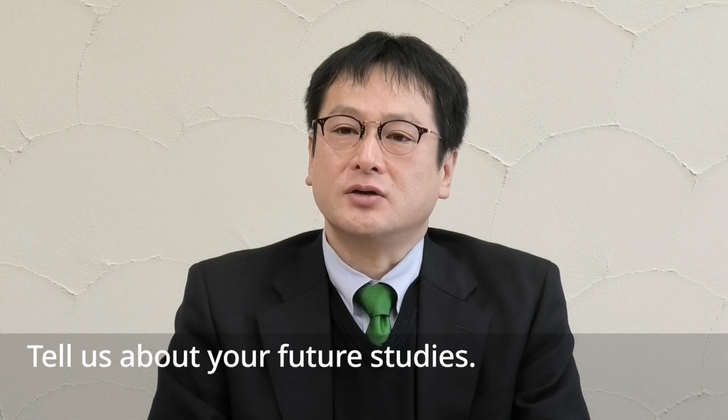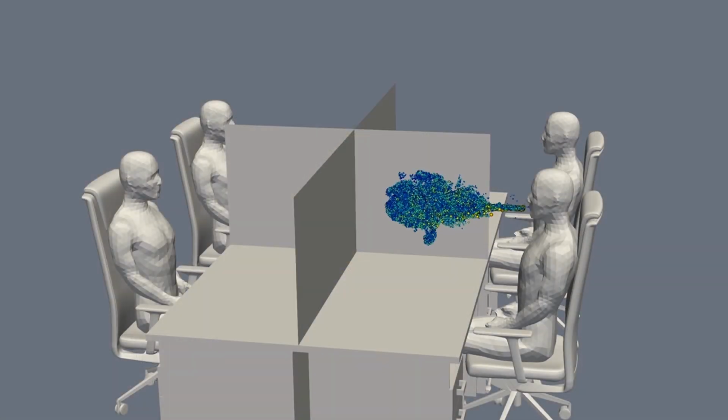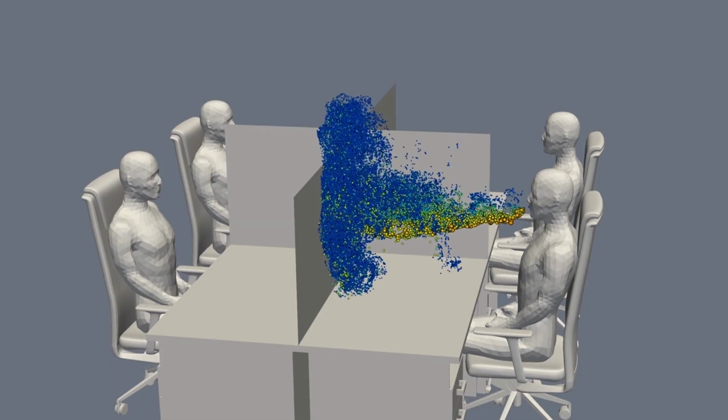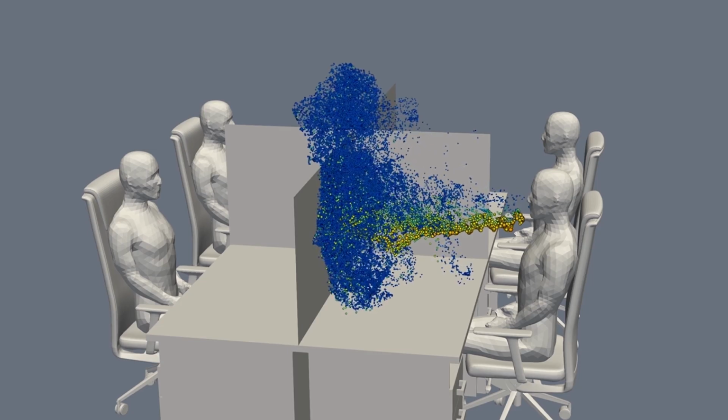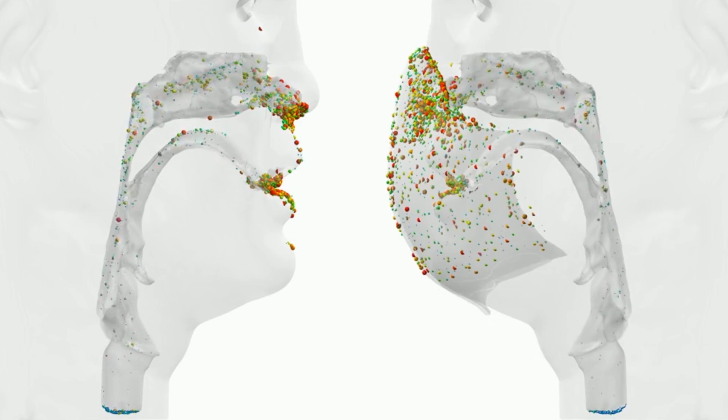We are now planning new simulations considering not only droplet or aerosol dispersion, but we would also like to evaluate the risk of infection directly by considering the interactions between the droplets and the human body.